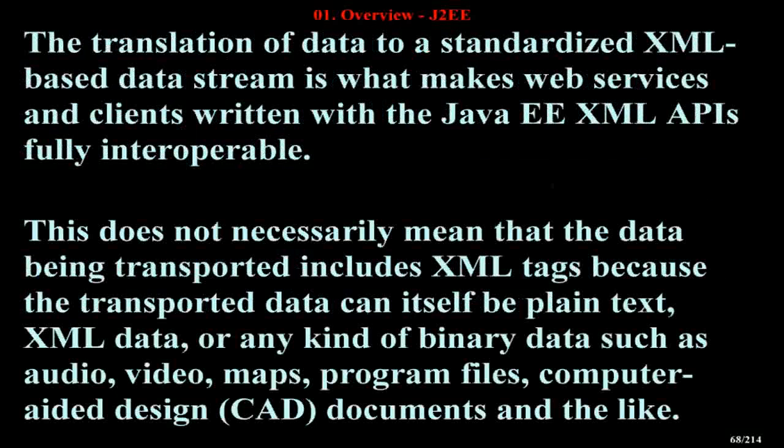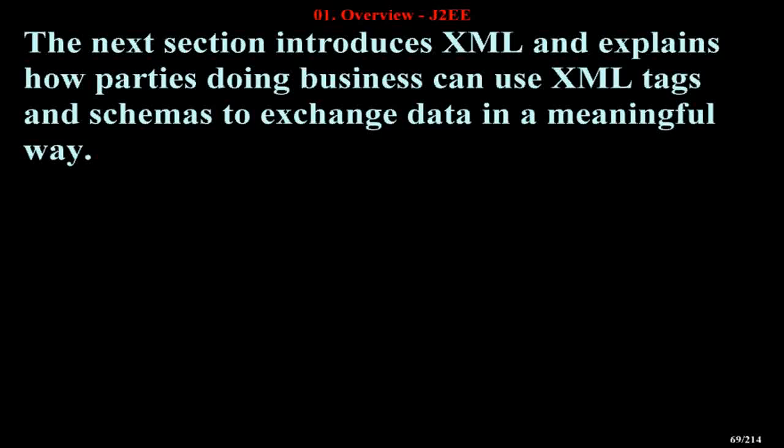The translation of data to a standardized XML-based data stream is what makes web services and clients written with the Java EE XML APIs fully interoperable. This does not necessarily mean that the data being transported includes XML tags because the transported data can itself be plain text, XML data, or any kind of binary data such as audio, video, maps, program files, computer-aided design CAD documents, and the like. The next section introduces XML and explains how parties doing business can use XML tags and schemas to exchange data in a meaningful way.